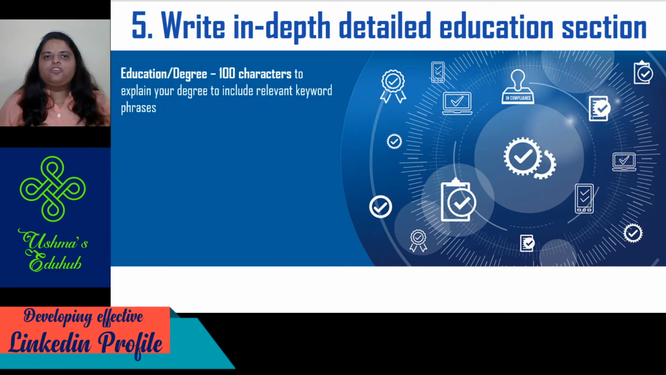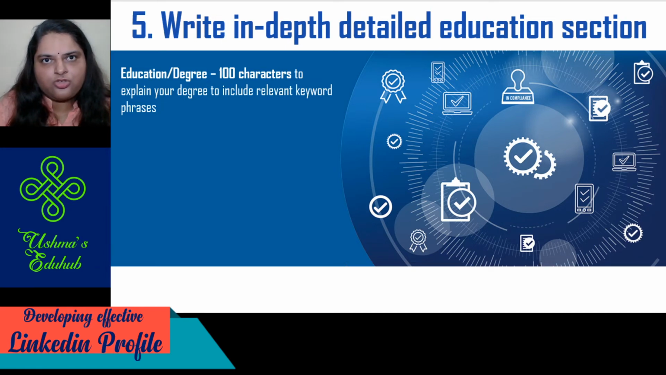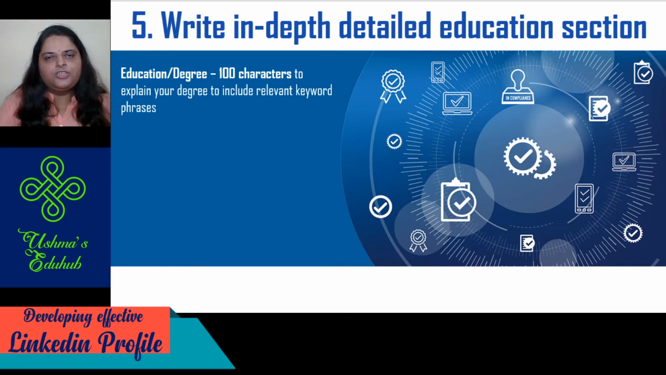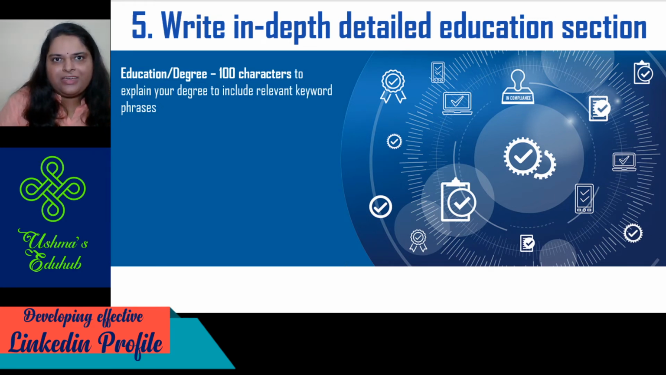Next is the education section. Write an in-depth education section. There are three things that you need to mention in the education section. The first is the degree that you have achieved. There are 100 characters available for mentioning your degree. So you can write the name of your degree, and then if required, you may want to add some relevant keywords or phrases if you want to explain the degree.